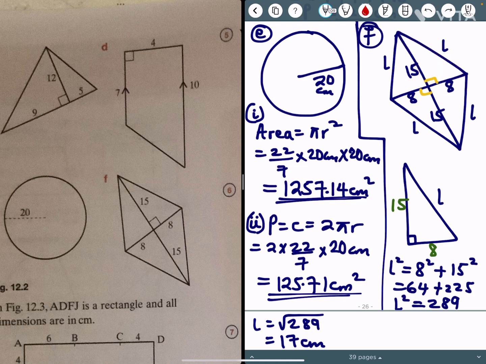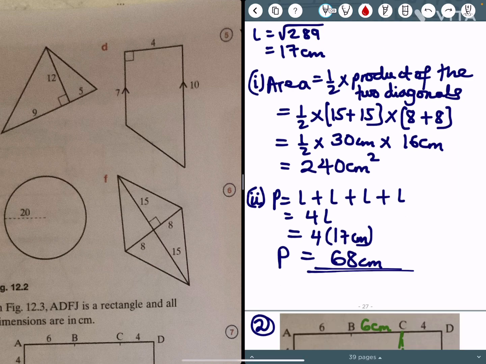So if you take out that right angle triangle, L squared, your hypotenuse will be 8 squared plus 15 squared. That gives you what? L squared is 64 plus 225. L squared is what? 289. So L is square root of 289, which is what? 17. That's the length of one side of the rhombus. So if you want the perimeter, let me explain the perimeter first. If you want the perimeter of the rhombus, just do L plus L 4 times, L will give you 68 centimeters for the perimeter. So 68 centimeters for the perimeter gives what?